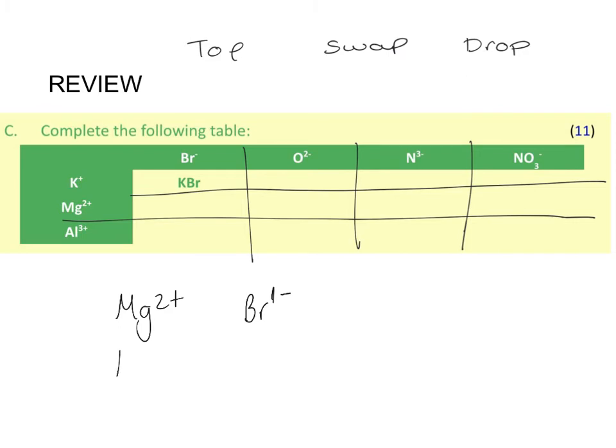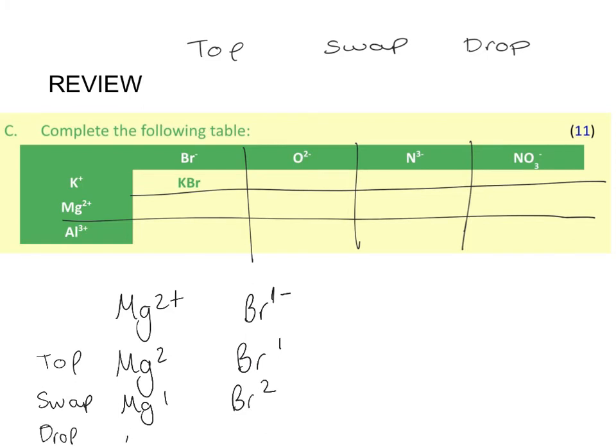First thing I want to do is remove the charges. That's what I do when they're at the top. Okay, then I want to swap the charges. So top, remove the charges, swap. So Mg1, Br2, I've swapped them, and then I'm going to drop them. So Mg1, Br2, remember you can get rid of the 1, so MgBr2. Okay? And then all I do is write that in there.